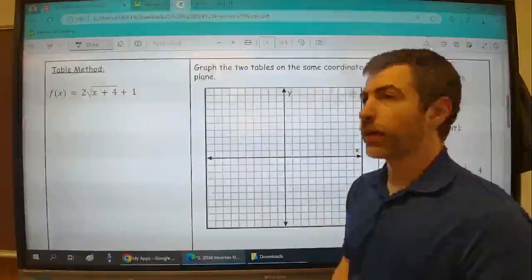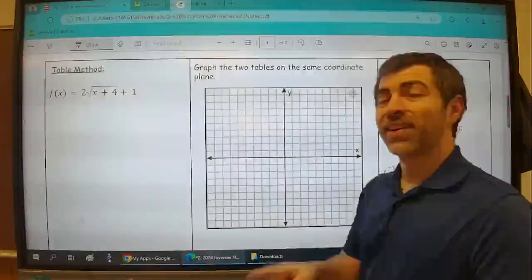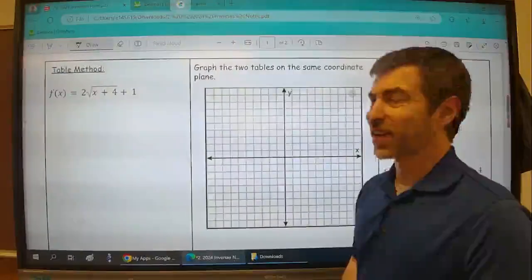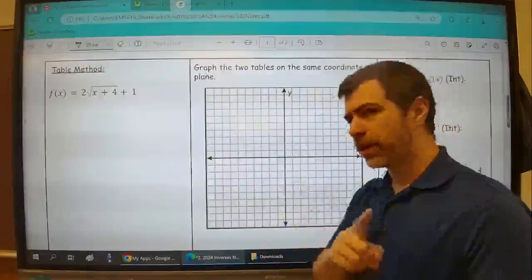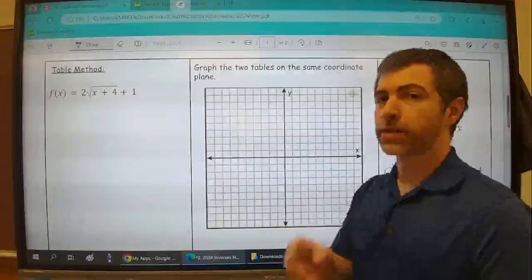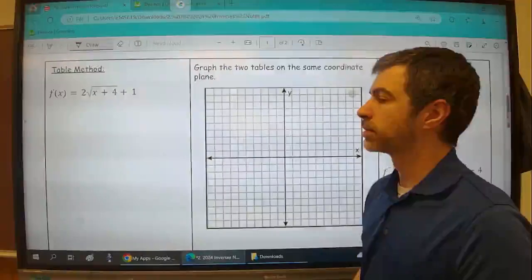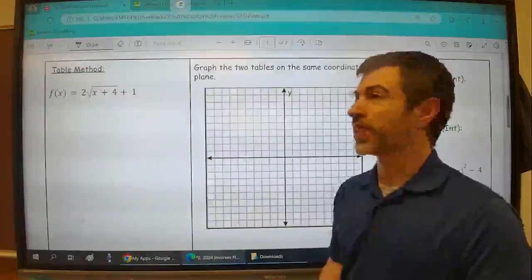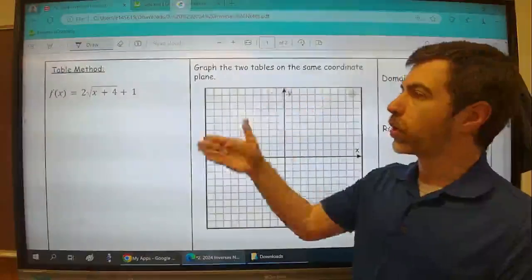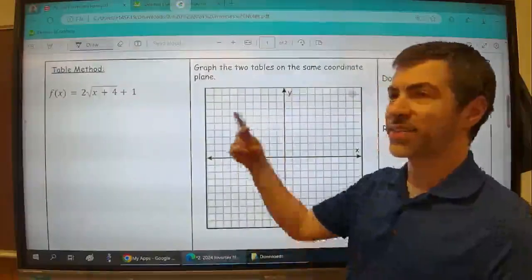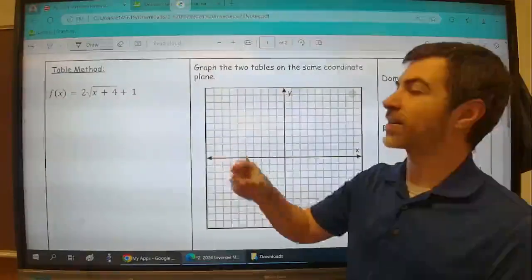Go ahead and pause it right now to try that. If you get stuck, unpause and wait just a second, and I'll show you how to start it, and then you can pause it and try it. So, pause. Okay, so for those of you that got stuck, we normally just build a table saying x is 0, x is 1, x is 2, x is 3.